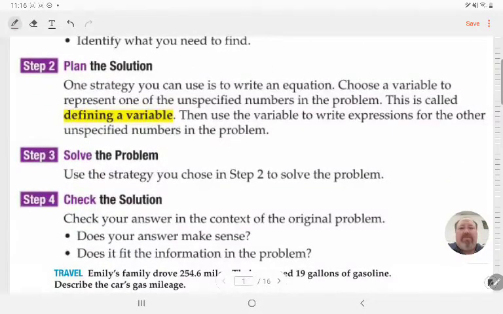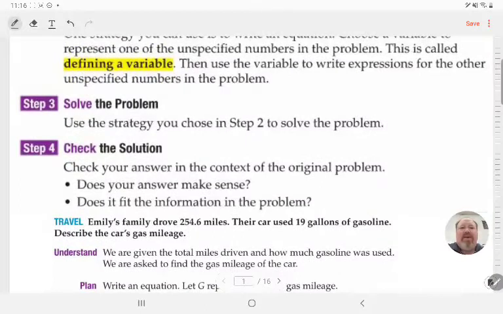Then you will solve the problem. So use the strategy that you picked in step 2 to plan the solution and solve the problem. Then in step 4, you check your solution. Check your answer in the context of the original problem. Does the answer make sense? Does it fit the information in the problem?